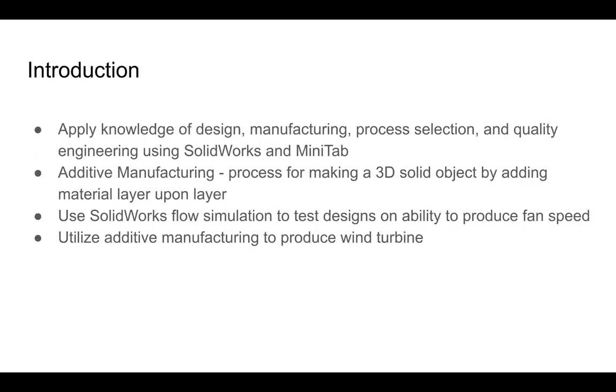So in this wind turbine project, our team applied our knowledge of design, manufacturing, process selection, and quality engineering, using SolidWorks and Minitab. Additive manufacturing is the process used for making 3D solid objects by adding material layer upon layer. Our team used fused deposition modeling. And then we used SolidWorks flow simulation to test 8 different designs of the wind turbine and their ability to produce fan speed. And then we utilized additive manufacturing to produce the wind turbine model.